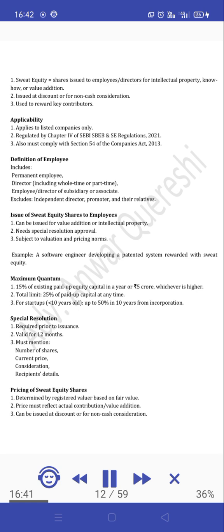Special Resolution. 1. Required prior to issuance. 2. Valid for 12 months. 3. Must mention number of shares, current price, consideration, recipients, details, and pricing of sweat equity shares. Pricing. 1. Determined by registered valuer based on fair value. 2. Price must reflect actual contribution and value addition. 3. Can be issued at discount or for non-cash consideration.